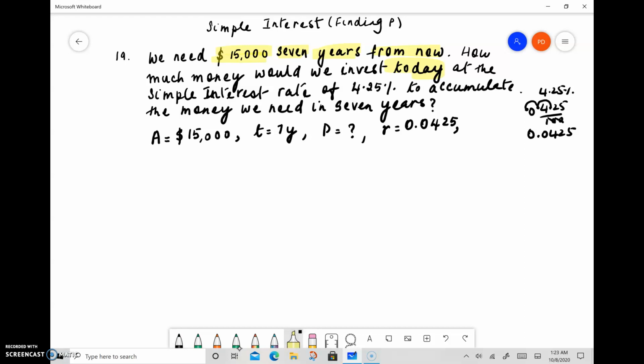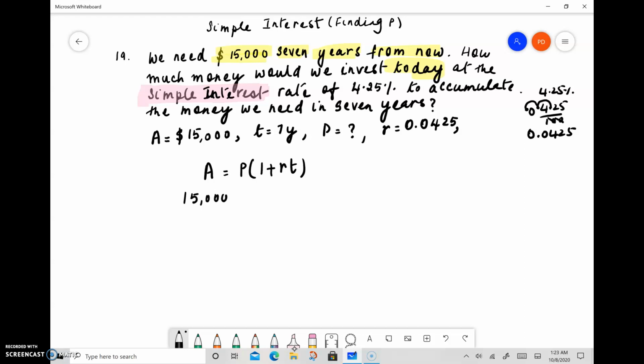Now, there's one important thing we have to note here, and that is the type of interest, because this is what will help us decide which formula to pick. So now we know that it is a simple interest problem. So we have the first two equations in the handout that we can use. A equals P times 1 plus RT. So let's substitute the numbers in.